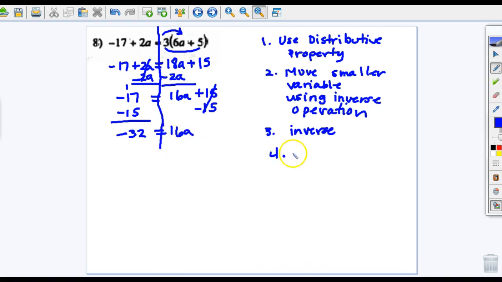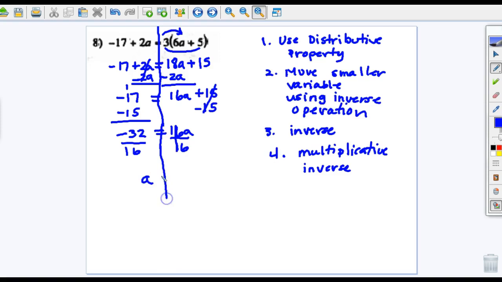And then this time, it's the multiplicative inverse, which is actually division. So the inverse operation of multiplication is division. I'm going to divide both sides by 16. This becomes 1. I'm going to write my a on this side, and I'm going to use my commutative property and swap it over to this side. So a negative divided by a positive is going to give me a negative answer. 32 divided by 16 gives me 2. So a is equal to negative 2.